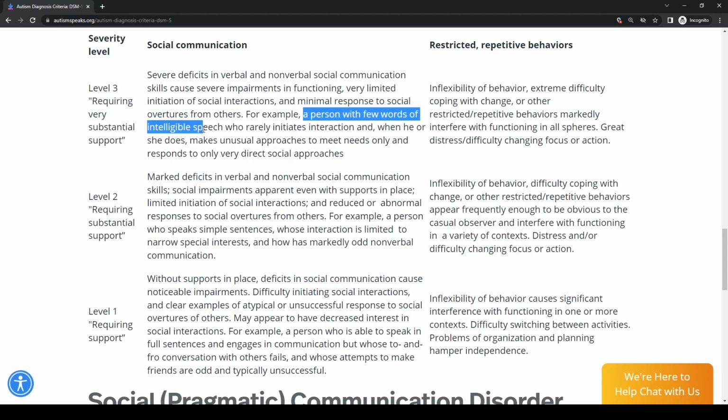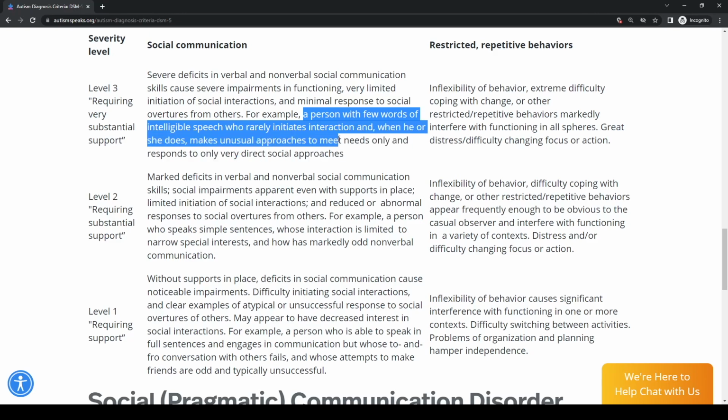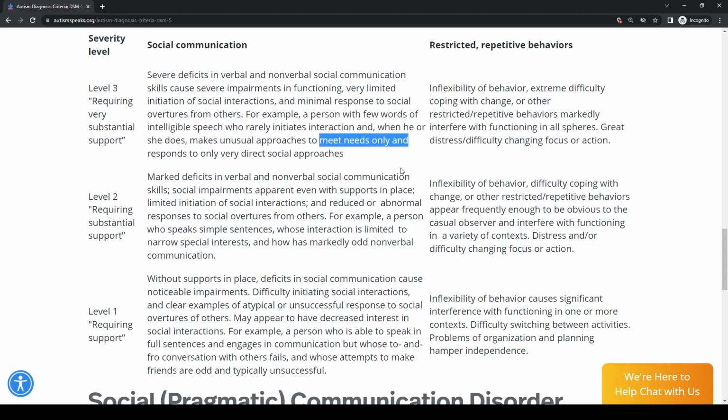A person with few words of intelligible speech. That's pretty bad. Most of the time you cannot really hear what they're saying. Rarely initiates interaction, and when he or she does, makes unusual approaches to meet needs only. So, need based. It might be pulling your hand, screaming, shouting, hitting their head, whatever, right? And responds to only very direct social approaches. That means going to the toilet, wanting something very specific from you, or maybe they have problems with wearing a shoe, a hat, whatever, and they need your help.